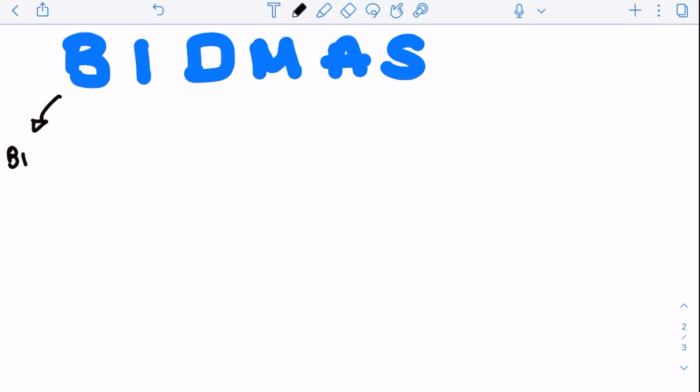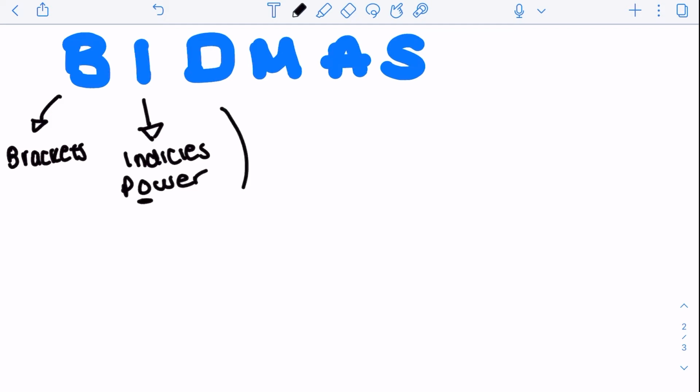So B, we've got brackets. For I, we have indices. And if you learned it as BODMAS, then it would be power instead of indices, and the O just comes from the word power. Okay. D is for division. Just going to write the division symbol. M is multiplication. A is addition, and S is subtraction. All right. So if we look at a question, we can see how we can apply this.